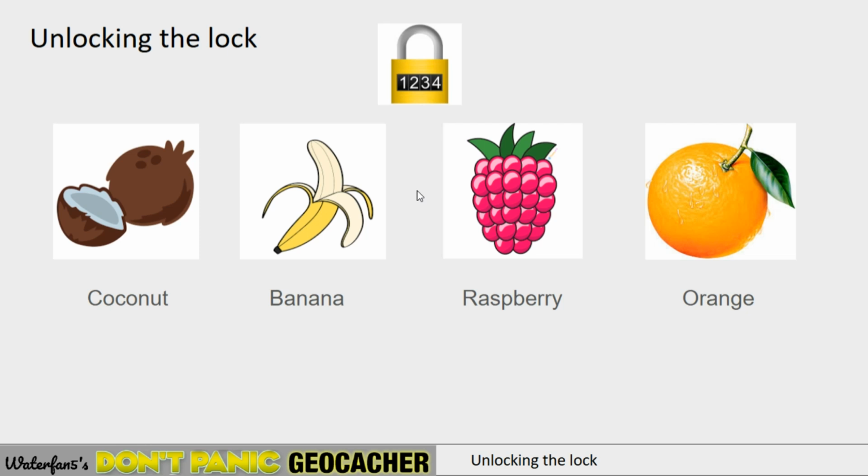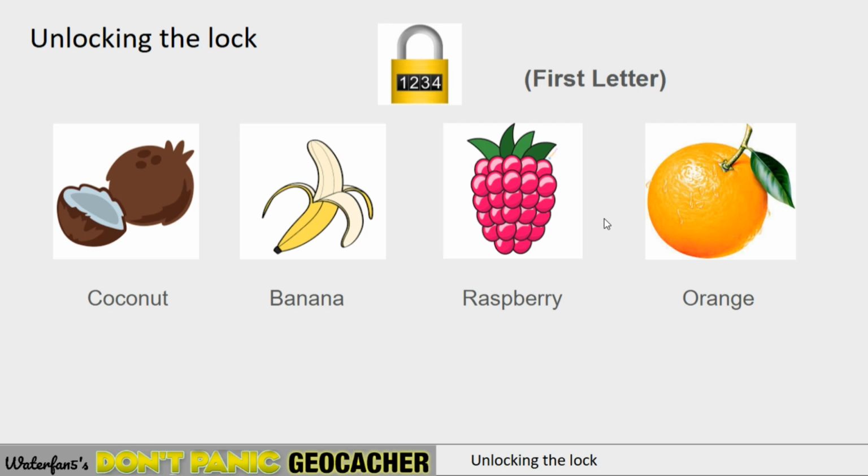So we have these words: coconut, banana, raspberry, and orange. And of course, if it's in a different language, then different words. But for English, this is the scenario. And so we could say, well, maybe it's the length of the word. So number of letters. So in this case, that would be 7, 6, 9, 6. And if you're lucky, it opens the lock. But there are lots of other ways.